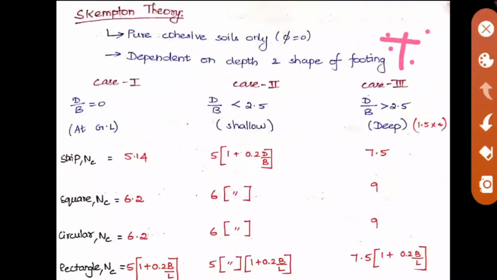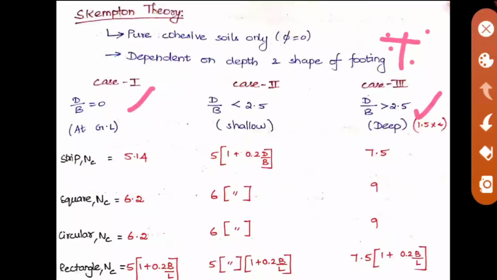Okay, because there we termed the NC, NQ factors with respect to the phi value. But here we are going to determine those factors with respect to the depth and width of the foundation only. So here it is dependent on depth and shape of the footing. There are three cases. Case one is at the ground level, where the D by B ratio is 0. Case 2 is D by B less than 2.5, which is a shallow foundation, and when it is a deep foundation, D by B is greater than 2.5. So these are the three cases.